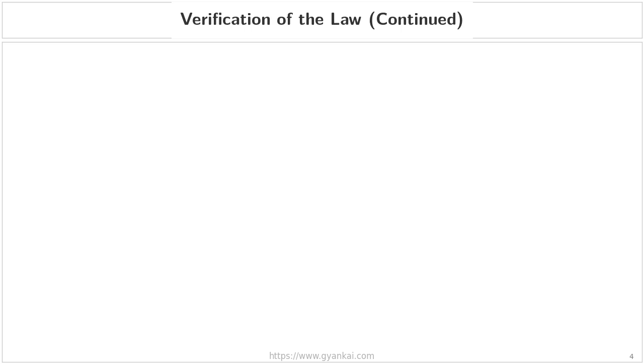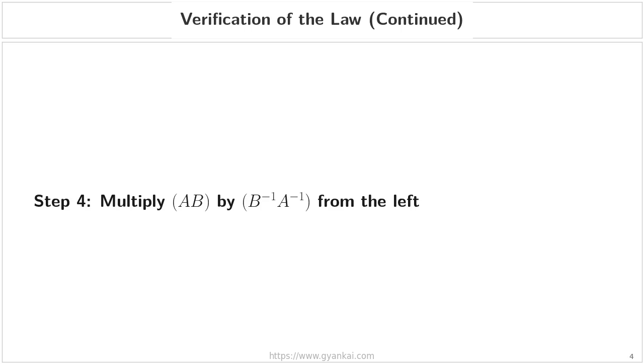Verification of the law continued. Now, up until this point, we have successfully shown that, when we multiply the product AB by our proposed inverse from the right, we arrive at the identity matrix. But to be mathematically rigorous and truly prove that B inverse A inverse is the inverse of AB, we must also complete the check from the other direction.